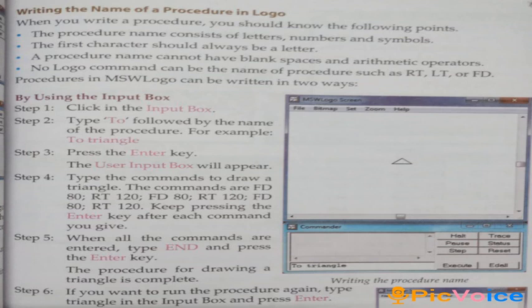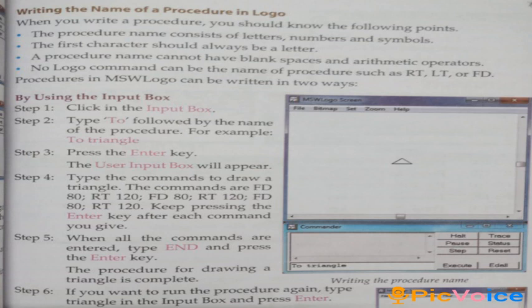Writing the name of a procedure in logo. When you write a procedure, you should know the following points. The procedure name consists of letters, numbers, and symbols. The first character should always be a letter. A procedure name cannot have blank spaces and arithmetic operators. No logo command can be the name of procedure such as RT, LT, or FD.